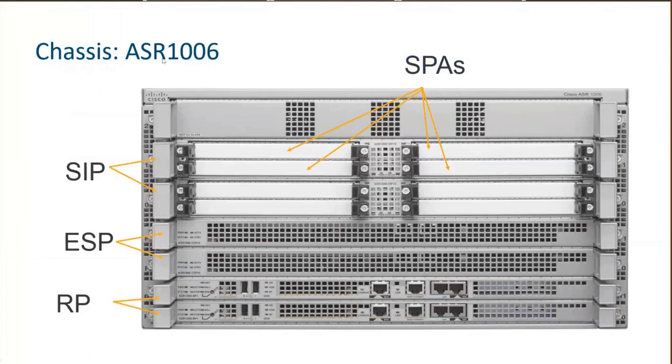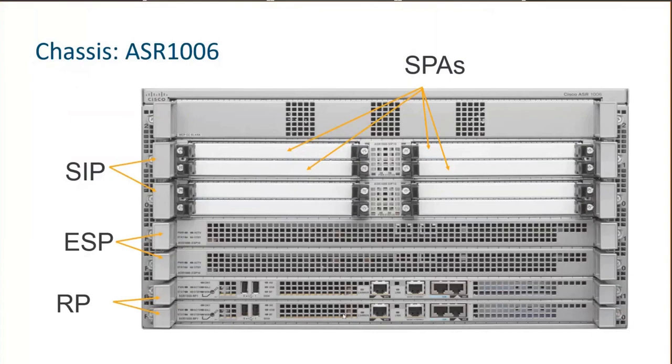So this is a chassis. This is how an ASR 1006 chassis looks like. As I was telling, these are the SPAs. SPAs is where your line ports are. These white strips that you see here, each of these is a SPA, and this module that houses the SPA is called a SIP, the SPA integration processor. These two are SIPs, and these two are ESPs, the forwarding planes, and these two are RPs.